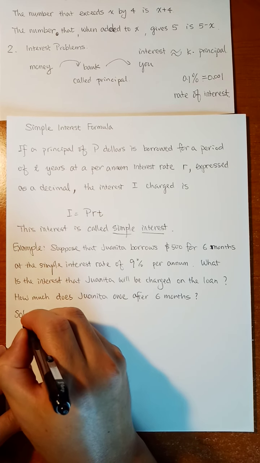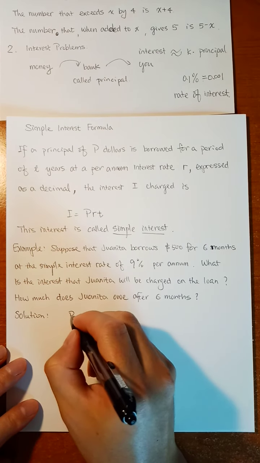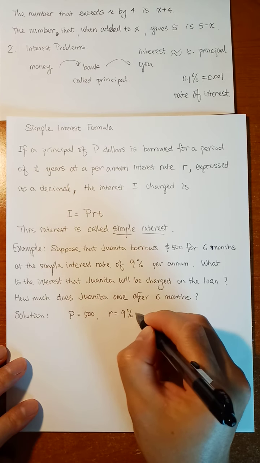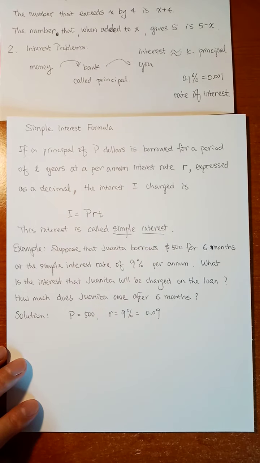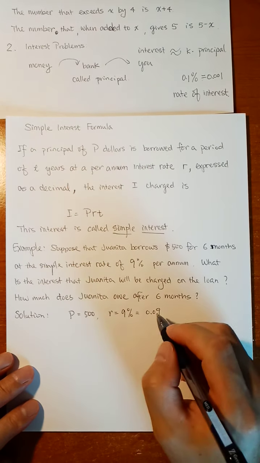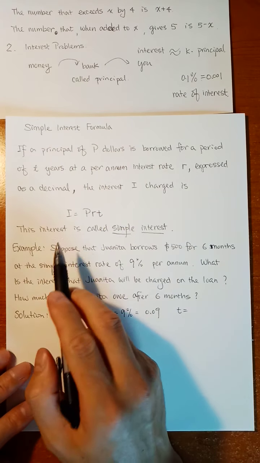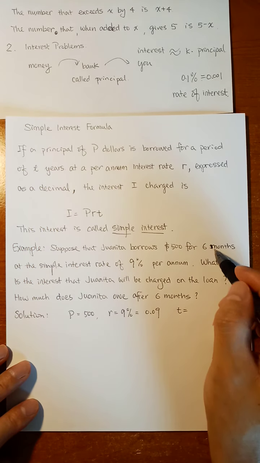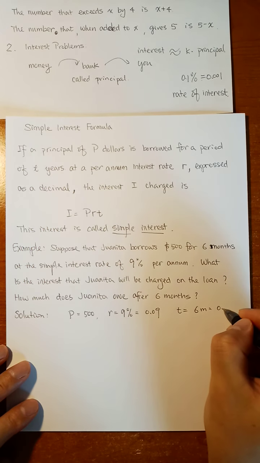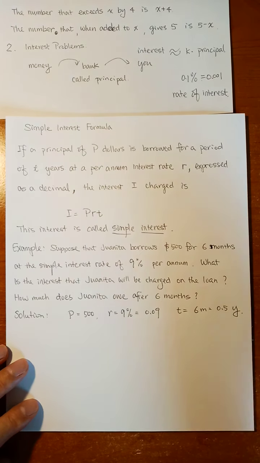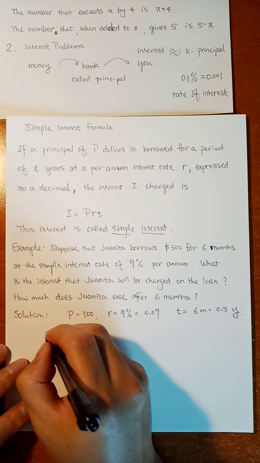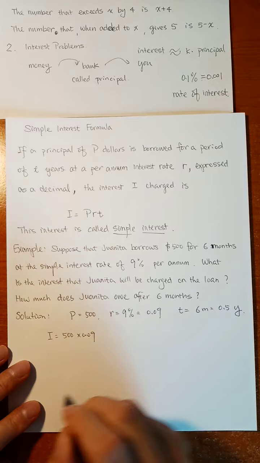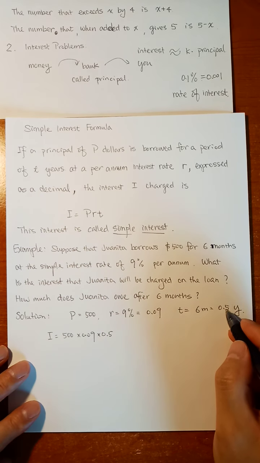So let's check. What is P? P is $500. What is R? Interest rate is 9%. Remember, we want a decimal, it's 0.09. And what is T? Remember, in the formula, T has a unit of years. But here you have 6 months. 6 months is 0.5 years, so T is 0.5. Okay, and then what is the interest? Interest is 500 times 0.09 times T, half.